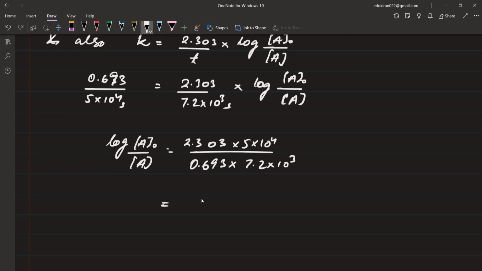So 10 to the power 4, 10 to the power 3, this will be 2.303 into 5 divided by 0.693 into 7.2, this will be into 10 also. Correct? Is it correct up to here? Any problem? No problem, right? Okay. Can you calculate this value? How much will it be? Let me just see. That is almost 2.303.